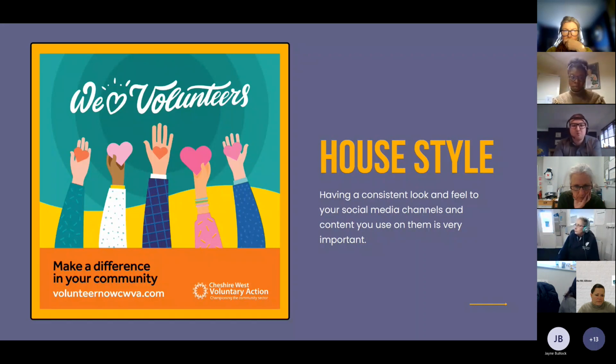Then also think about using things like emojis. A lot of organizations will use emojis just so that their content on social media looks a bit lighter. You need to think about your organization. Are you a fun organization? Do you want your content to look a bit lighter, not as formal? But you also don't want to overuse emojis because you don't want it to look unprofessional either.